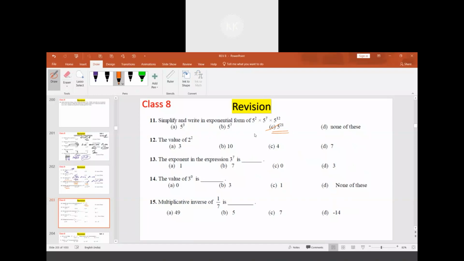The value of 2 squared is 4. Option C, 4.